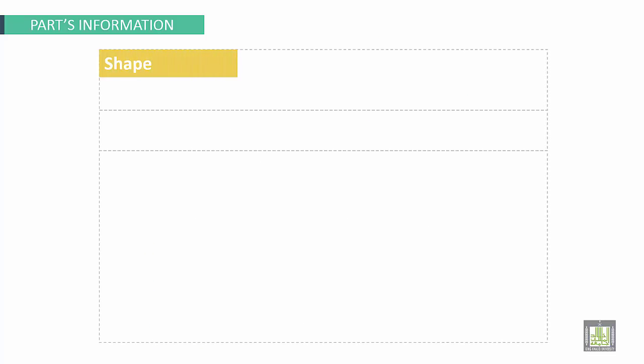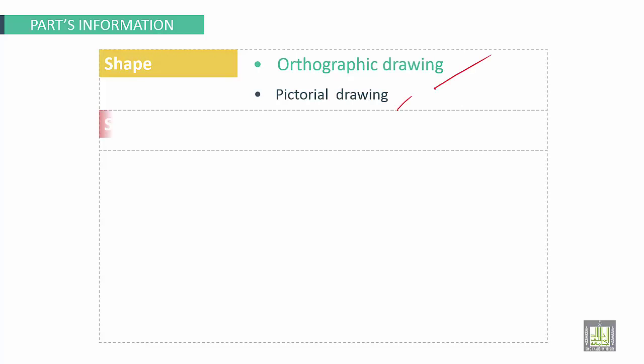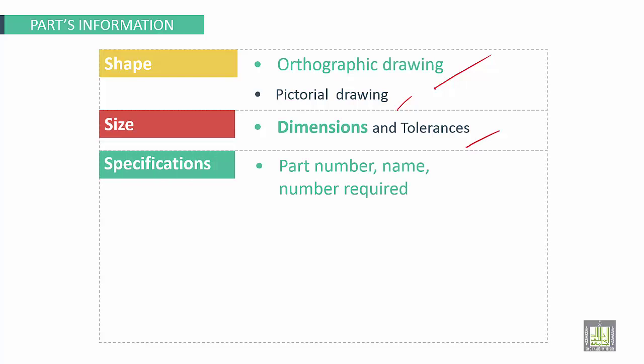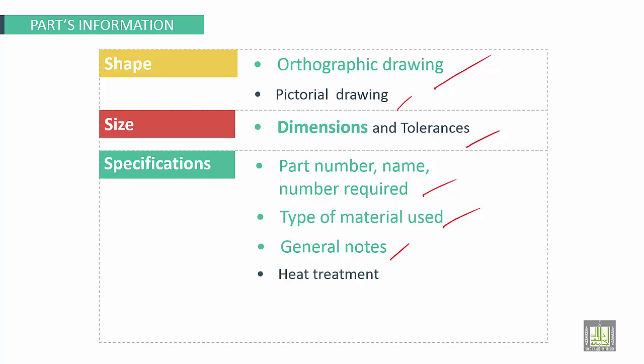For parts information, shape: we use orthographic drawing and pictorial drawing. Size: these are dimensions and tolerances. As specifications, we have, for example, part number, name, number required, type of material used, general notes, heat treatment, for example, surface finish, and general tolerance.